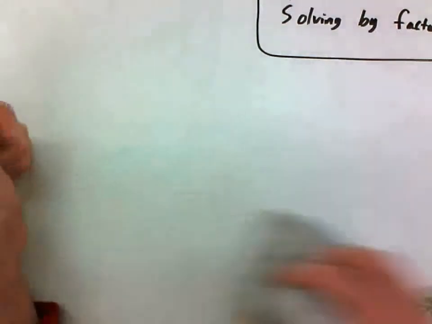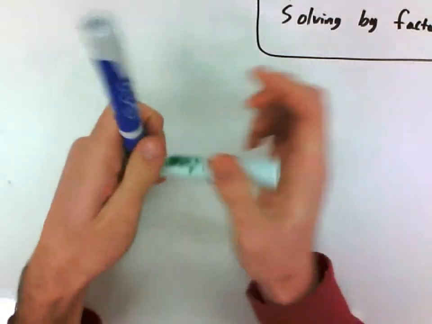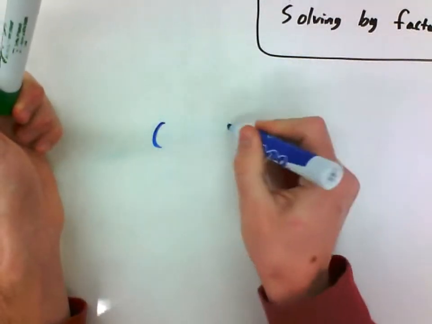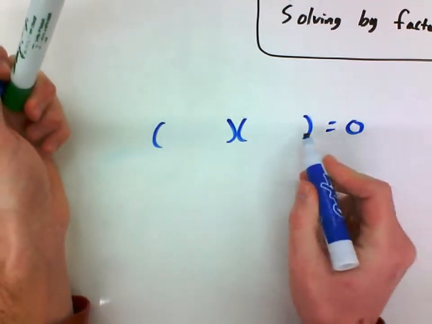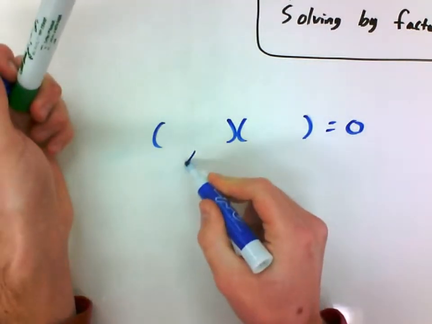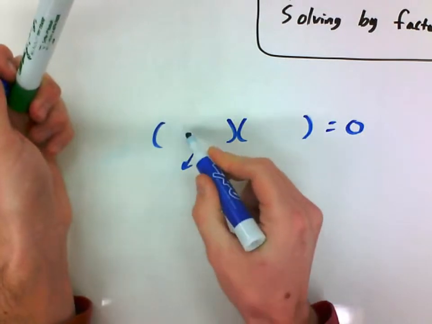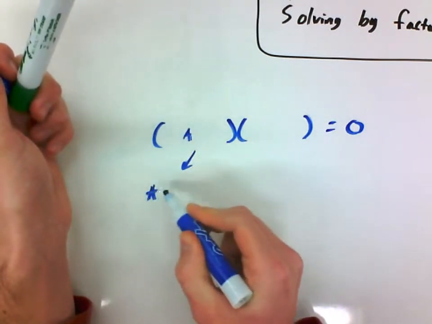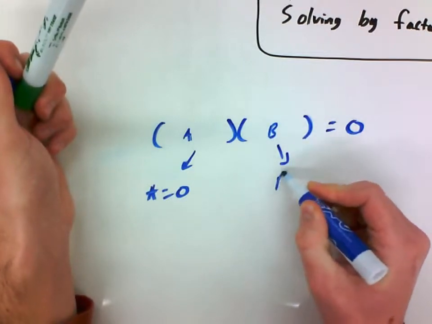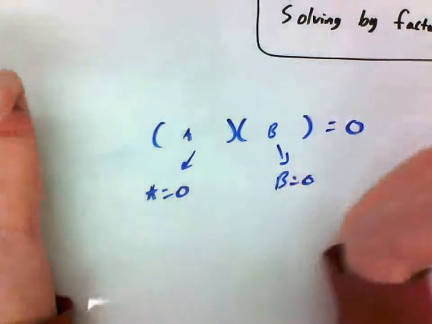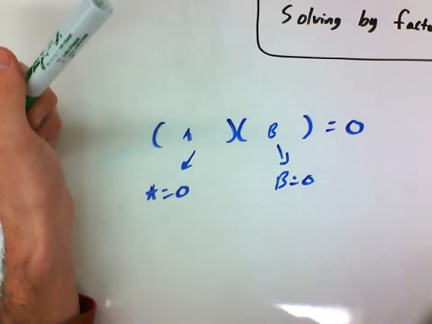So what we're going to do is exploit that property. Basically, we're going to end up with two things that multiply together, and they're going to equal 0. From that, we're going to say, well, either thing A has to equal 0, or another option is thing B could equal 0. So we're going to split it up like that.